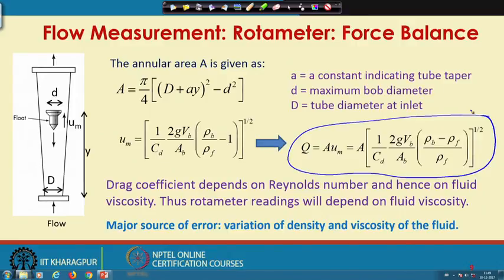Drag coefficient depends on Reynolds number and hence on fluid viscosity. Thus, rotameter readings will depend on fluid viscosity. Major source of error for a rotameter is the variation of density and variation of viscosity of the fluid.